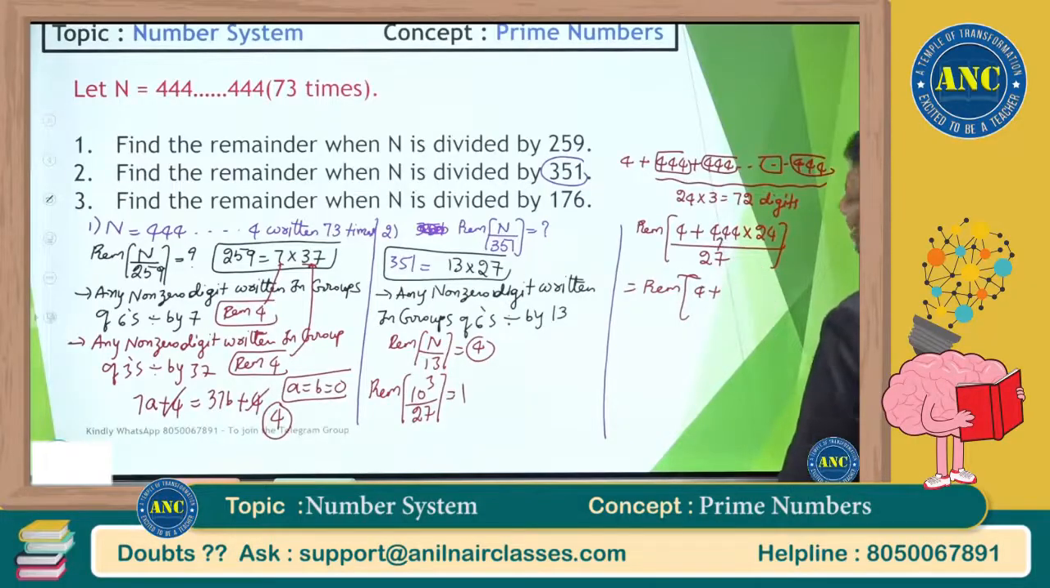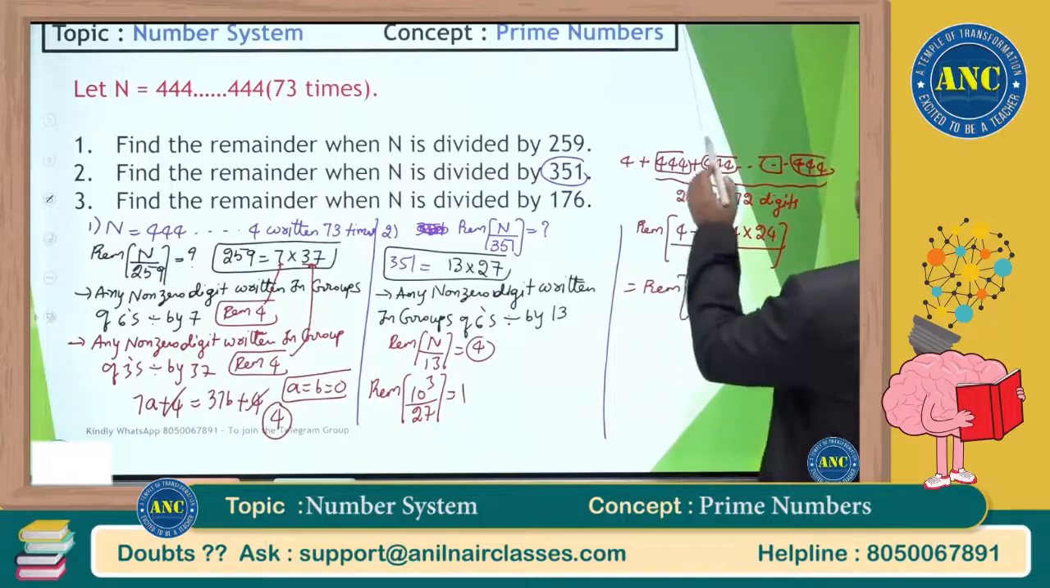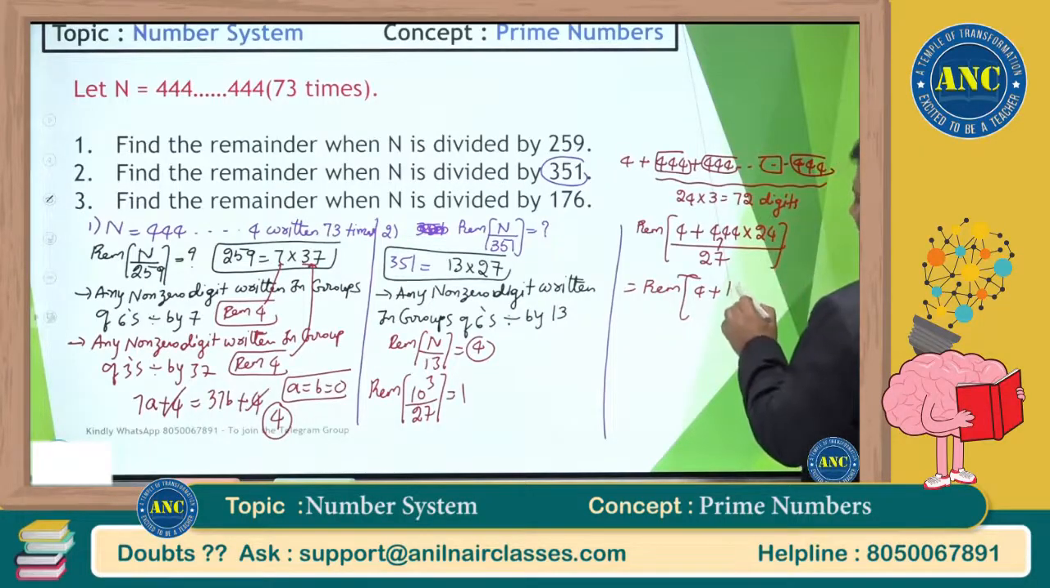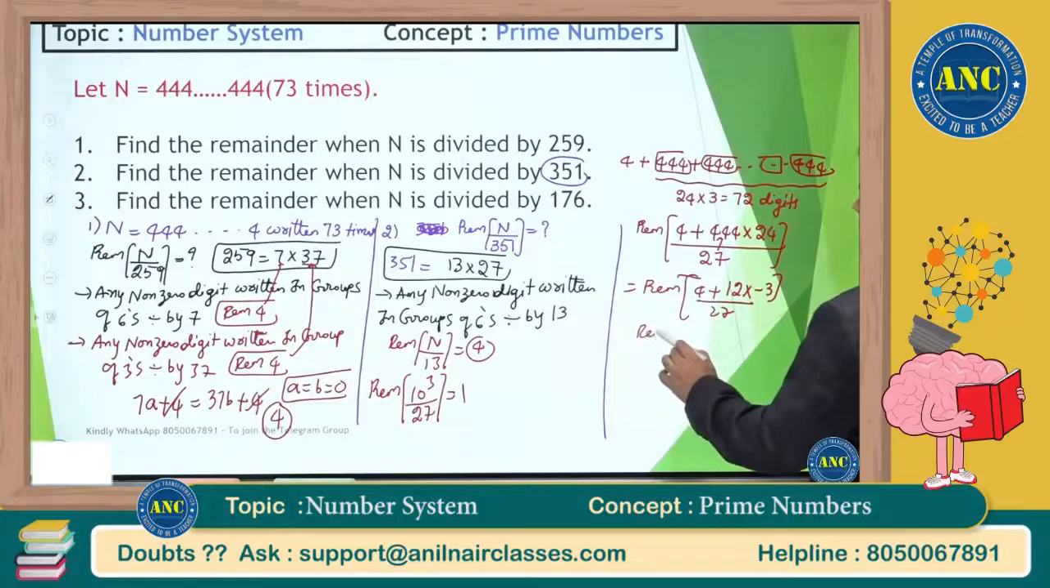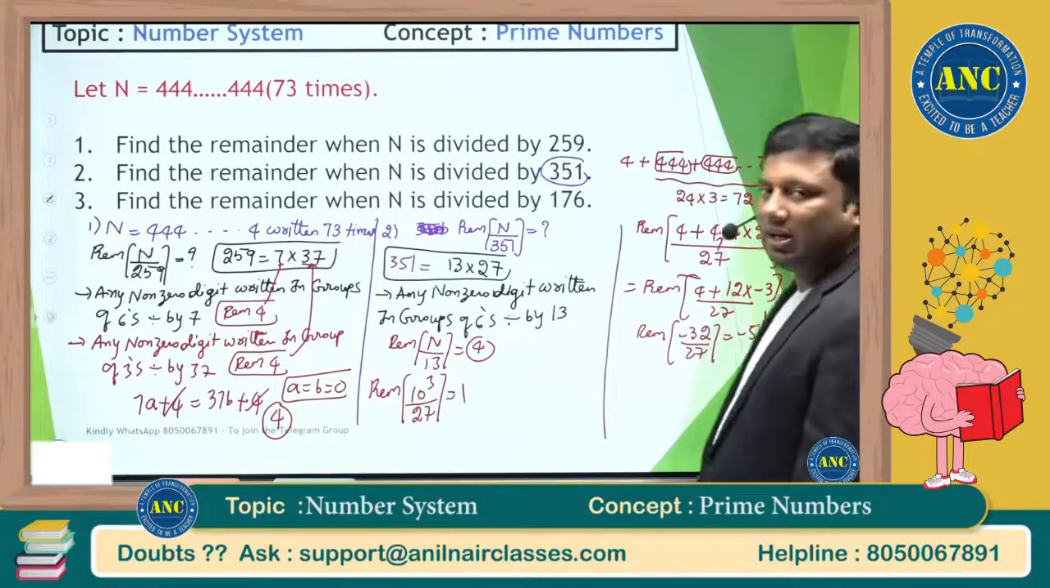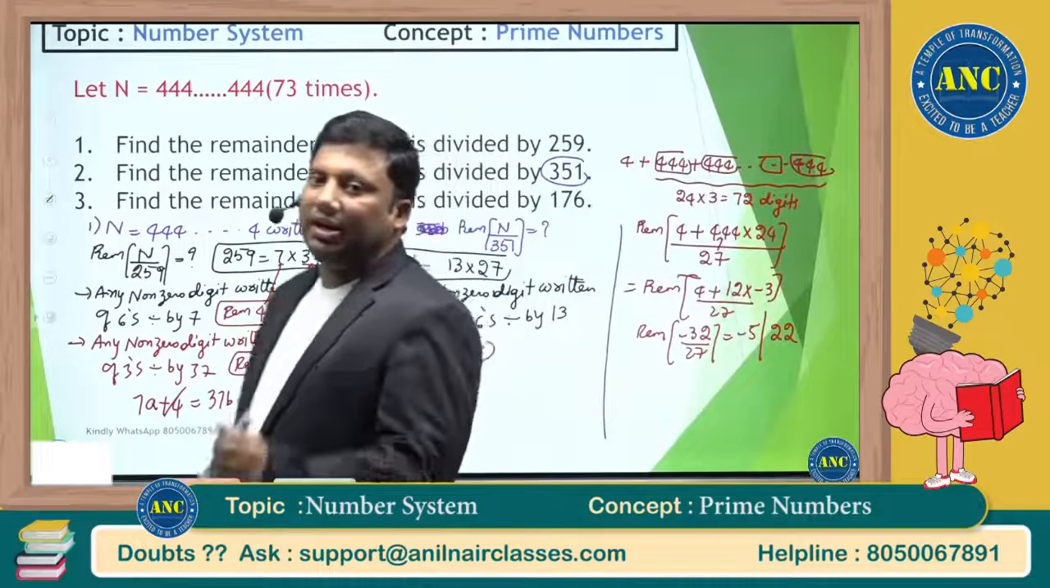27 ones are 27, 174, 27 sixes are 162, it is into 12, 27 ones are 27, minus 3 divided by 27. This remainder minus 36 plus 4, minus 32 divided by 27, which is minus 5. Positive remainder is 22. I hope the idea is clear.